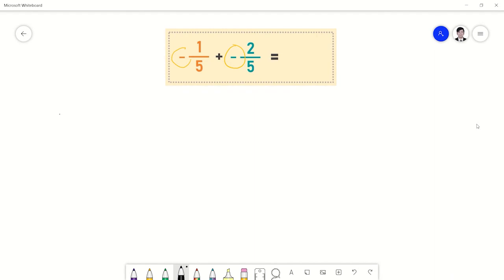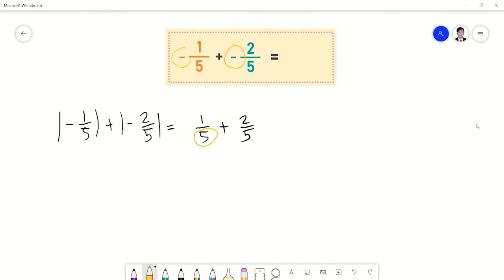You need to add the absolute value of each number. Now, the absolute value of negative 1/5 is 1/5, and the absolute value of negative 2/5 is 2/5. Now, if you notice, the two denominators that we have, they're both positive 5. That means that the two fractions that we are dealing with are like fractions, or we also call them similar fractions.